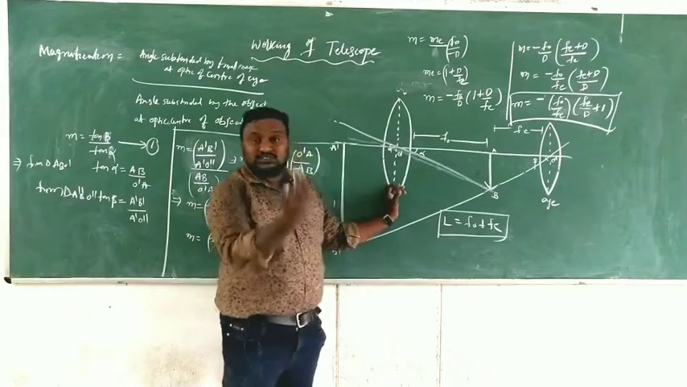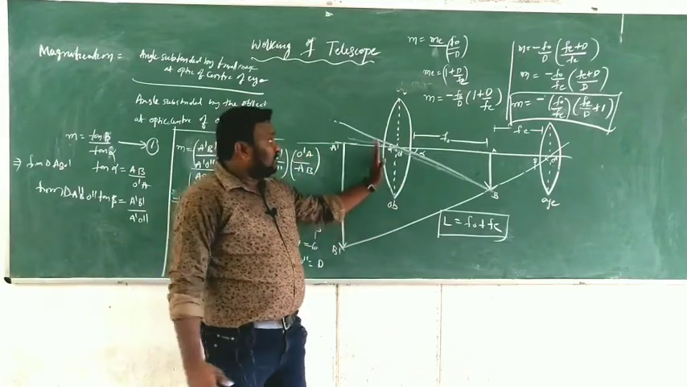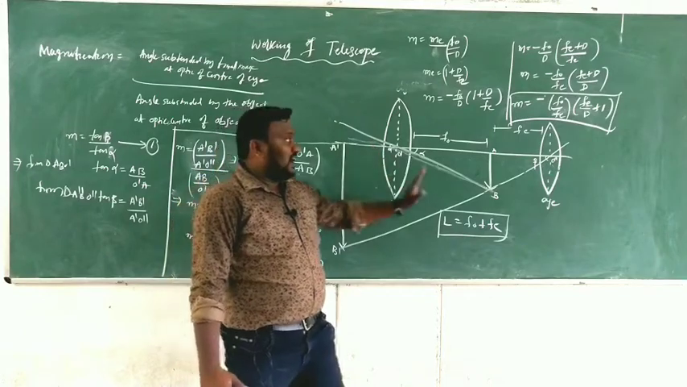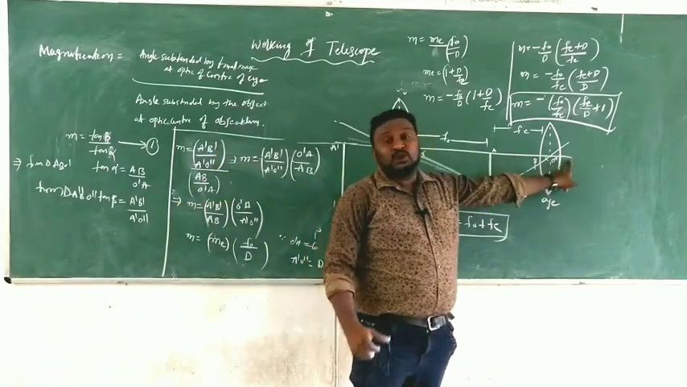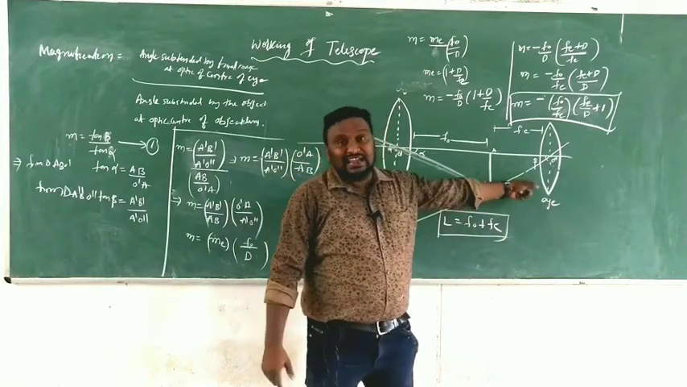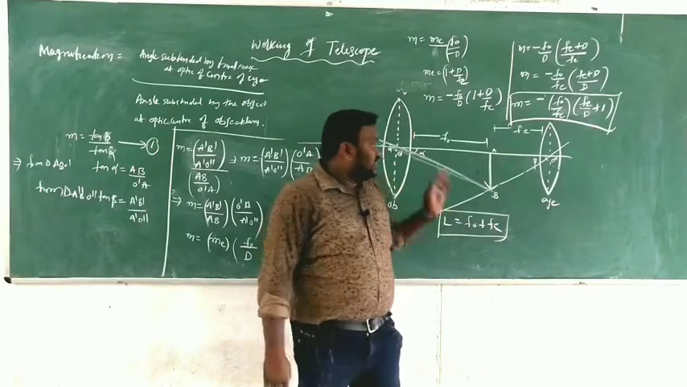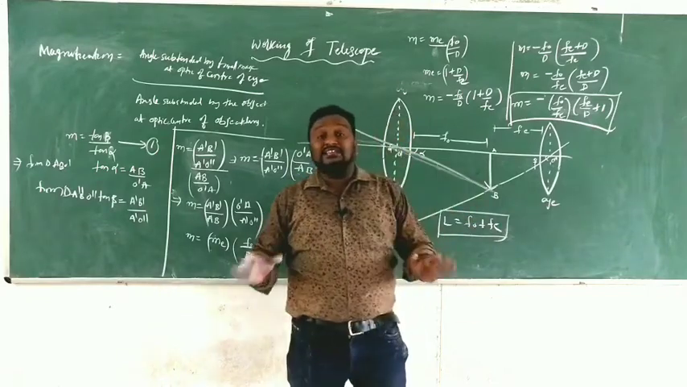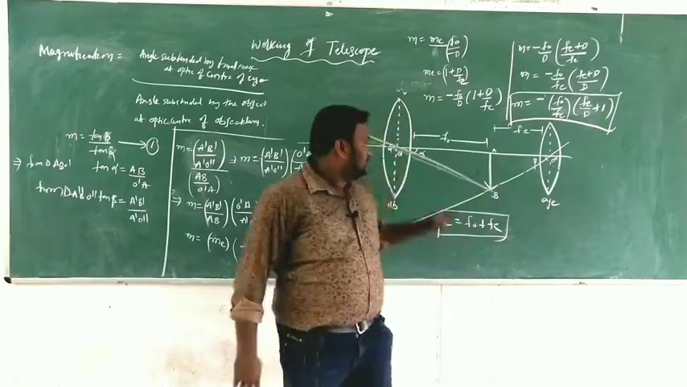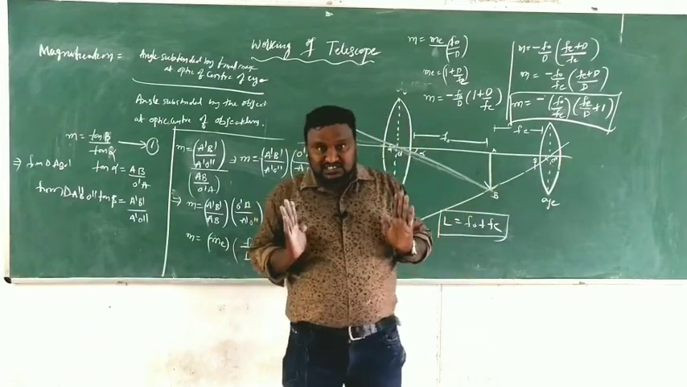This one is towards the object, that's why it is called the object lens. In this case the focal length is very large. And from this lens only we want to see the object, that's why it is called the eye lens. For this eye lens the focal length is less. These two lenses are arranged coaxially. This is the only one axis. Clear? This is the construction.